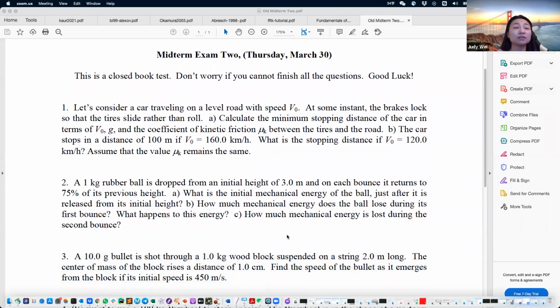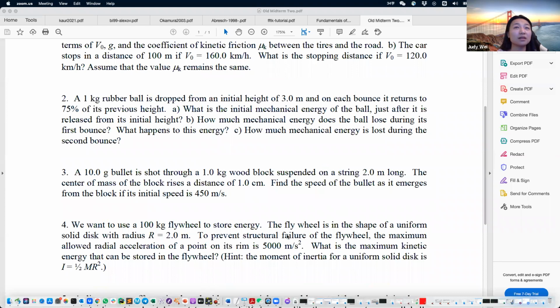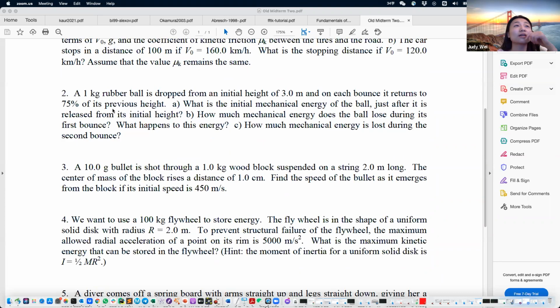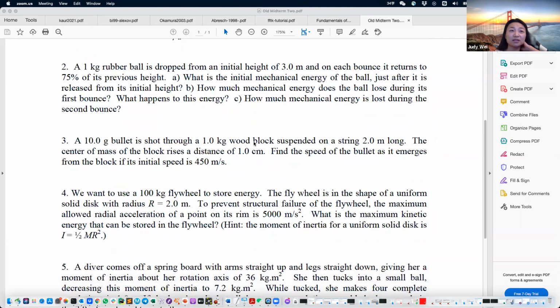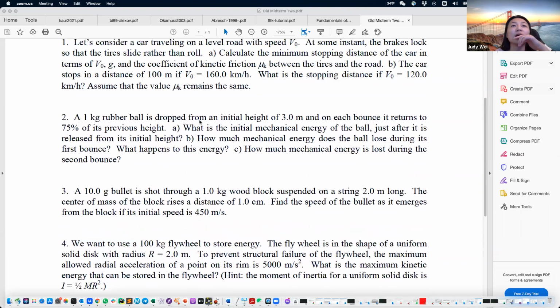Okay, second question. How many questions do we have? Only six. Okay. A 1 kilogram rubber ball is dropping from an initial height of 3 meters, and each bounce it returns to 75% of the previous height. What is the initial mechanical energy of the ball just after it is released from the initial height? Mechanical energy of the ball.